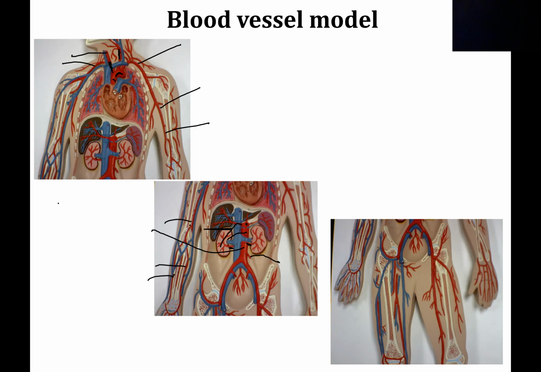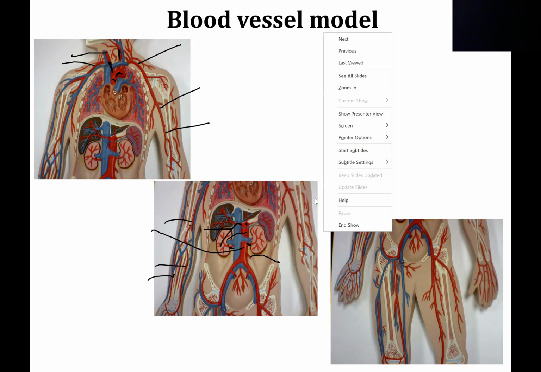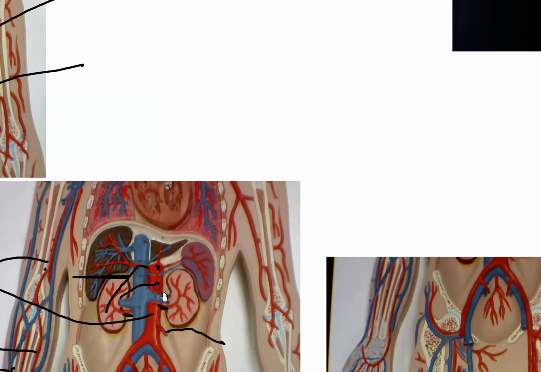Blow it up. Yeah, right here is where that superior mesenteric artery branches off, and then the inferior is down here.